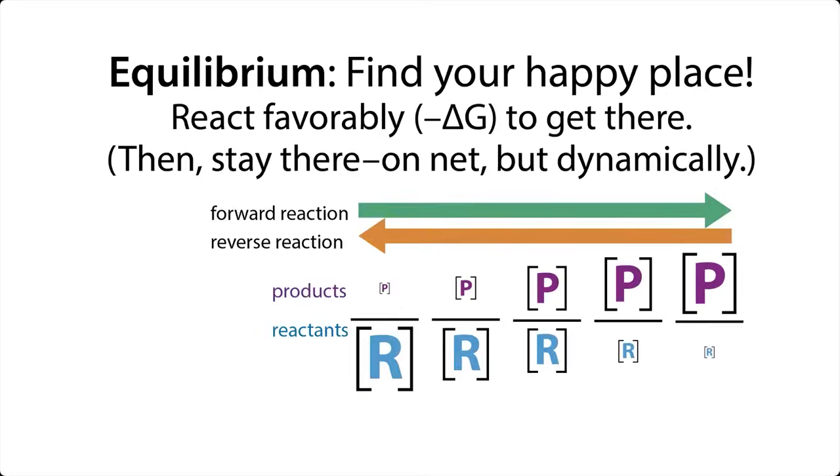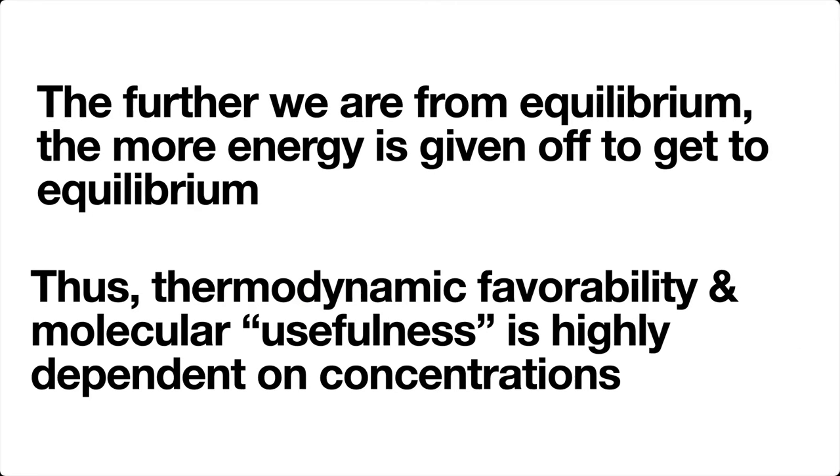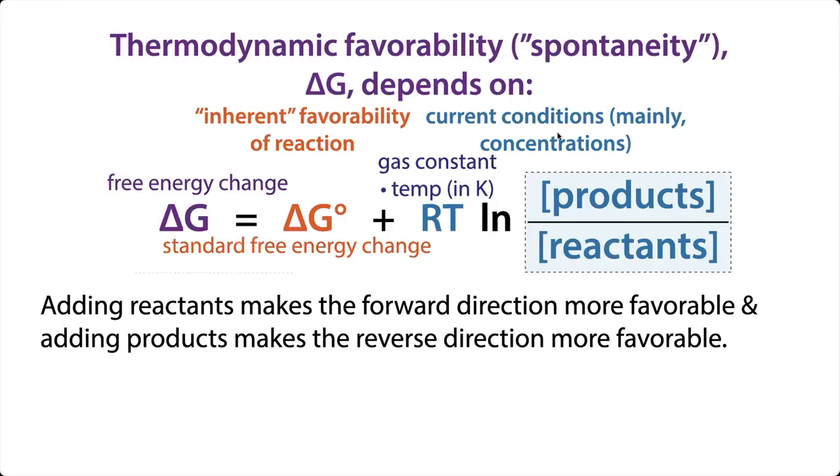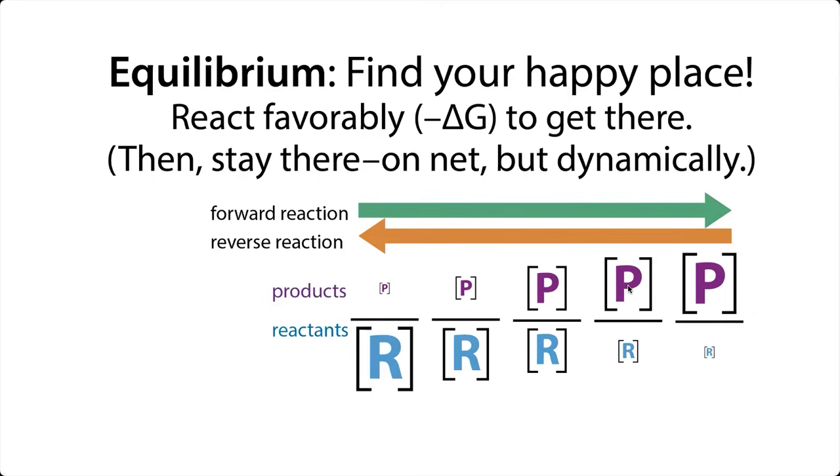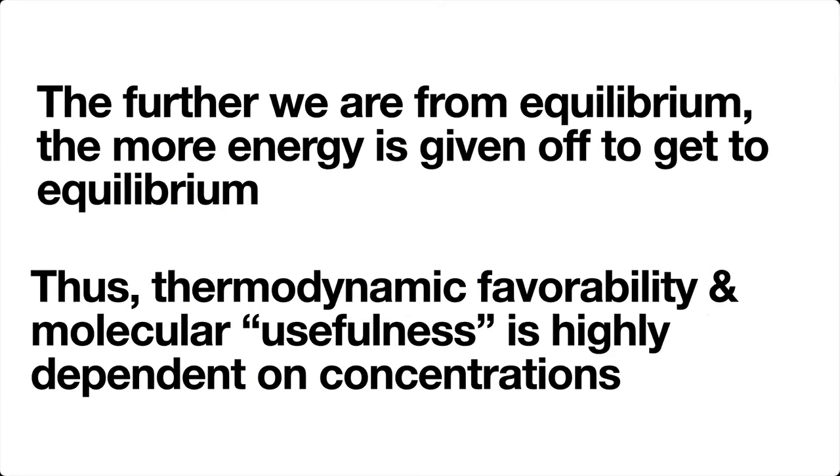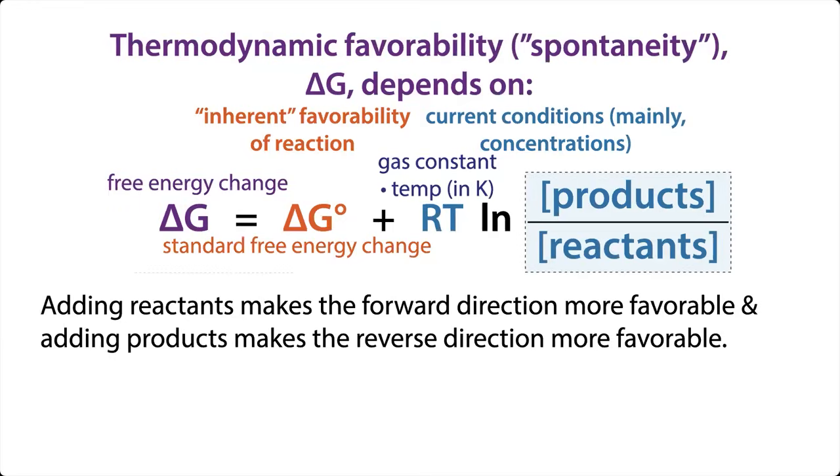But typically we're not at equilibrium because if we were at equilibrium, there would be no drive to go in either direction. So to think about the actual favorability of a reaction, we need to think about what is the actual ratio of products to reactants. So where in here are we actually plopping things? Because the further we are from equilibrium, the more energy is given off to reach that equilibrium. And if we want to give off a lot of energy, we're going to want to be far from equilibrium. So if we add more reactants, we're going to make the forward direction more favorable. And if we add more products, we're going to make the reverse direction more favorable.